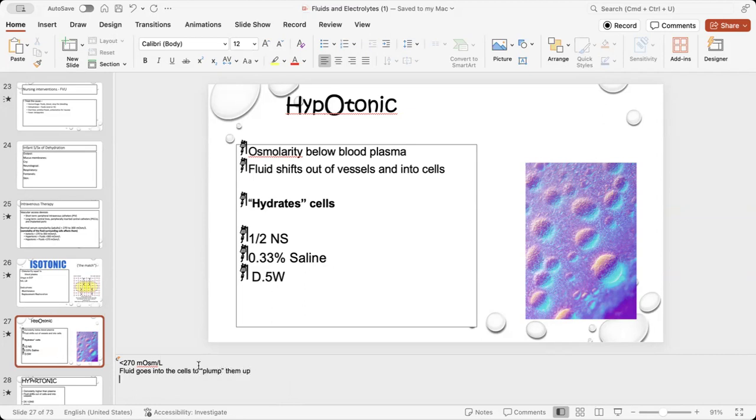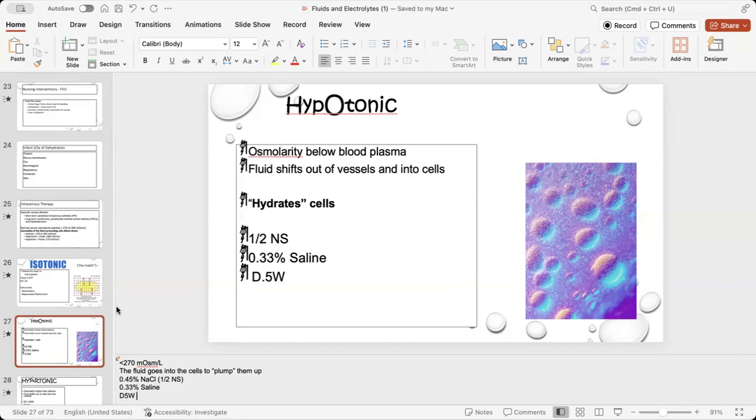How would I write that as a decimal? 0.45. 0.45% sodium chloride is half normal saline. So I'm getting some sodium, I'm getting some chloride. Another one might be 0.33 saline. D5W starts out isotonic, then goes to hypotonic.